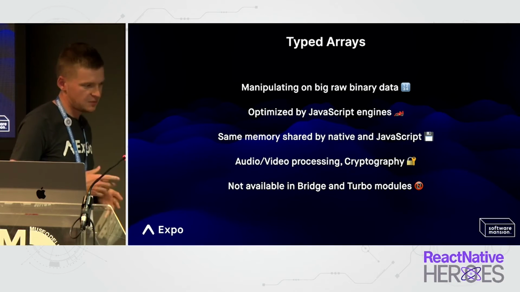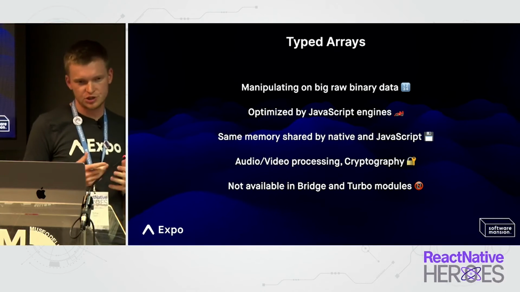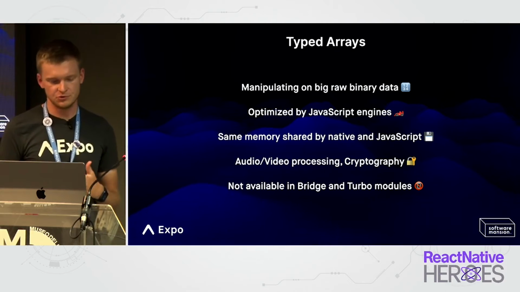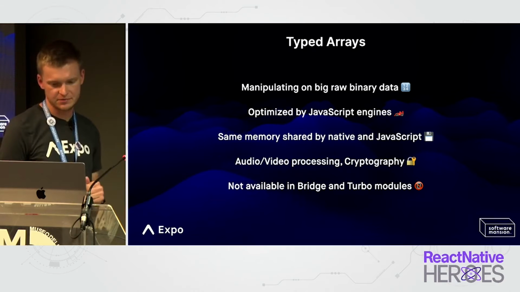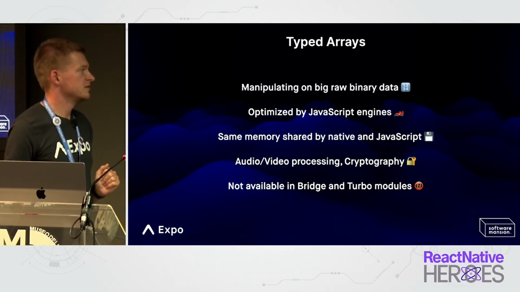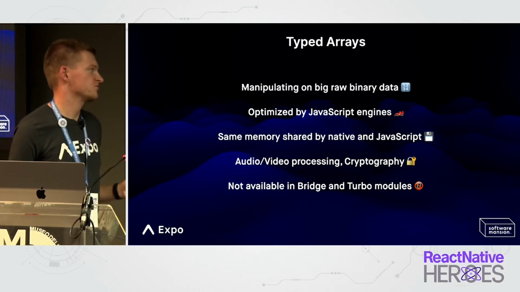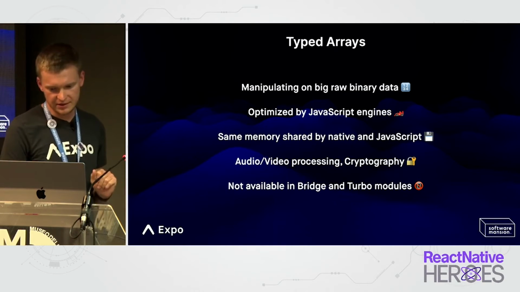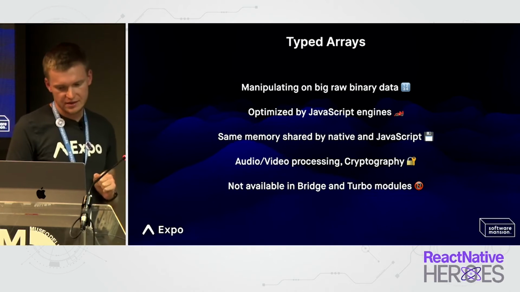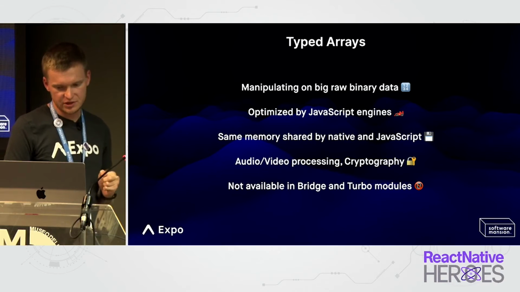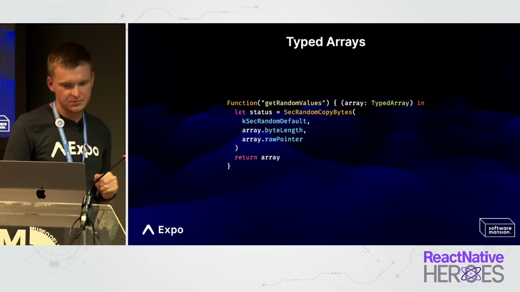What's also important is that typed arrays are basically pointers to a buffer in memory, and the memory is then shared between JavaScript and native, so we can read and write directly to the same memory used by both environments. The most common use cases are things that require heavy work, for example audio and video processing, cryptography, or network traffic optimizations. In Bridge and Turbo Modules, there is no easy way to use them, as there is no built-in API to interact with them directly.